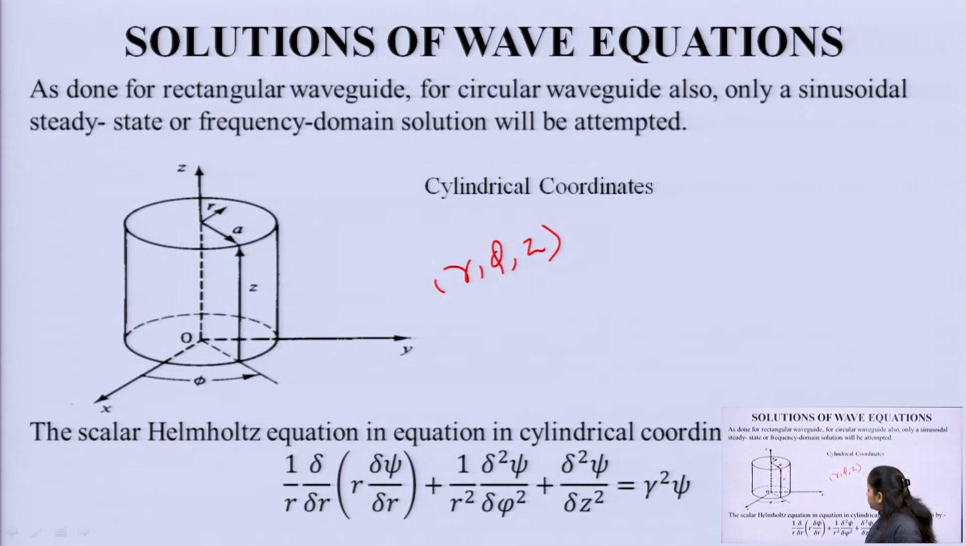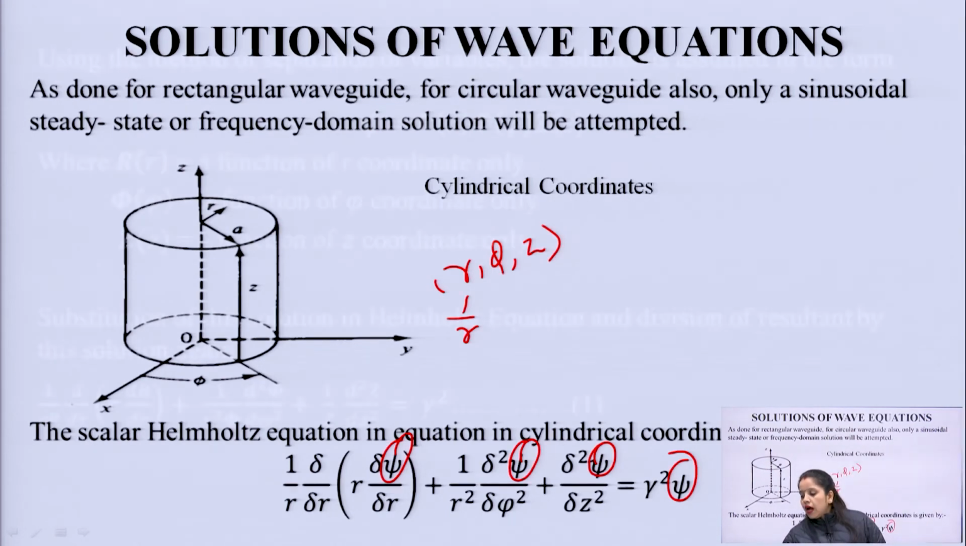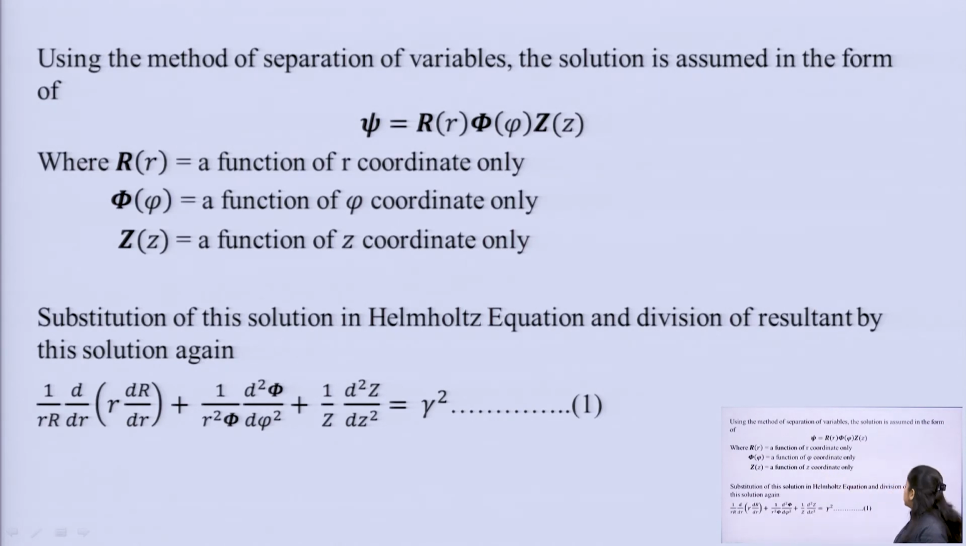We are going to replace this psi with R Phi Z. So, when we replace this, what are we having? Whatever expression we get after the replacing, we divide that complete expression again by R Phi Z, which is our solution.